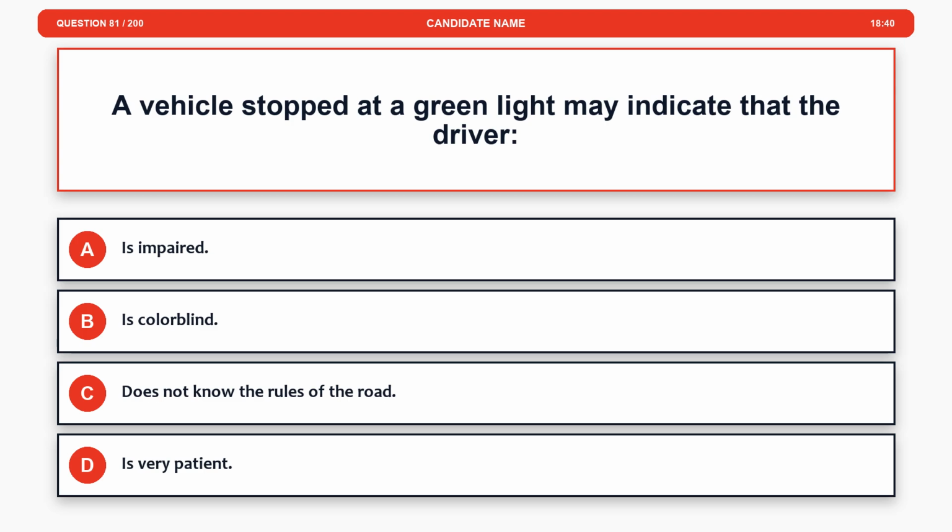Question 81. A vehicle stopped at a green light may indicate that the driver: option A, is impaired. Option B, is colorblind. Option C, does not know the rules of the road. Option D, is very patient.